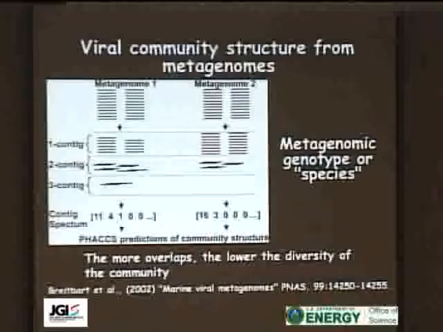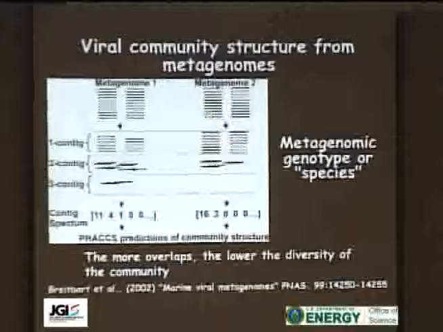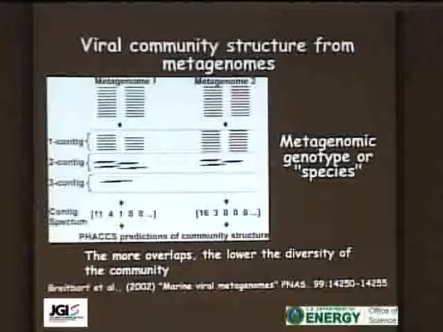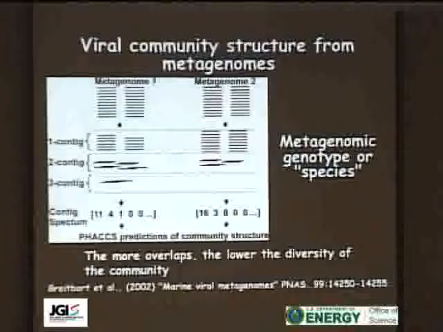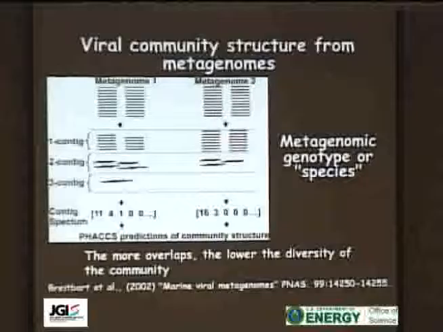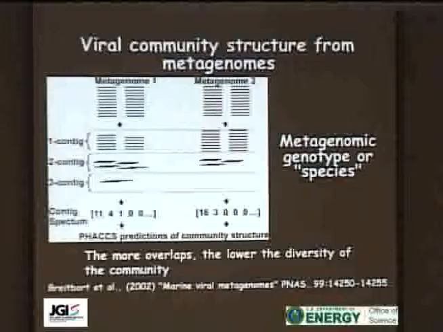And this is one of our favorites, which is a way of calculating diversity based on assemblies. We'll take a metagenome, we'll assemble it, and then what we look for are contigs. Every time you find a contig, that means you've actually found that same individual twice in the sample, right? Or some variant thereof. And from that, you get what we call a contig spectra, and you can predict the number of things there, and this is what we call a metagenomic genotype or species. So that's our working definition.